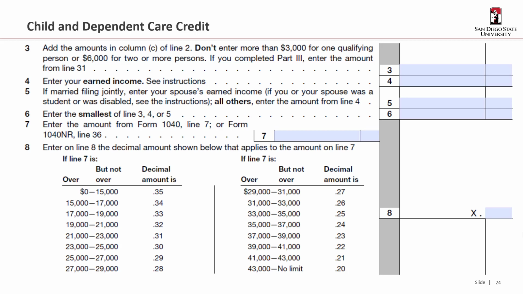And then what you do is enter your AGI. That's Form 1040, line 7. And based on that amount, calculate what is the applicable percentage you're going to apply to your child and dependent care costs. So for example, if you made AGI of $50,000, the maximum amount of credit you could apply is 20%, because the decimal amount for everything above $43,000 is 0.2.